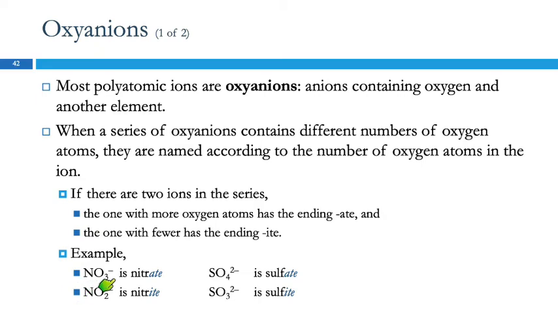So NO3- is nitrate, NO2- is nitrite. The way I remember that is that nitrite is the light version of nitrate. It has a third fewer oxygens, just like Bud Light has a third fewer calories than regular Bud, right? So it's Bud Light, it's nitrite. Sulfite has one less oxygen. The number of sulfurs and the charge are the same. The only thing that's different is the number of oxygens.